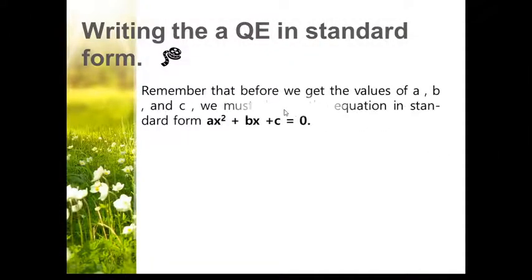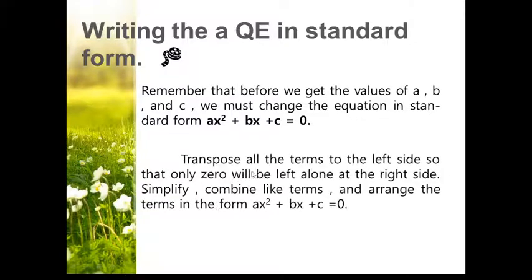So remember that before we get the values of a, b, and c, we must change the equation in standard form ax squared plus bx plus c is equal to 0. Take note of the steps. Transpose all the terms to the left side so that only 0 will be left alone at the right side. Simplify, combine like terms, and arrange the terms in the form ax squared plus bx plus c is equal to 0. Now let us proceed to our last activity.